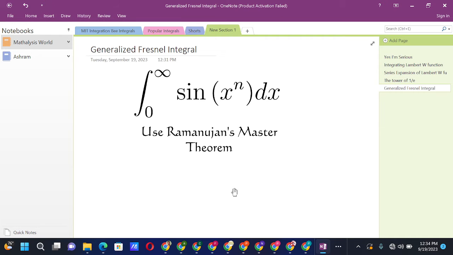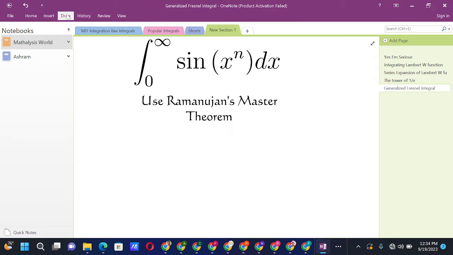But before we begin, let me introduce you to Ramanujan's master theorem. May I have the pleasure to do that?